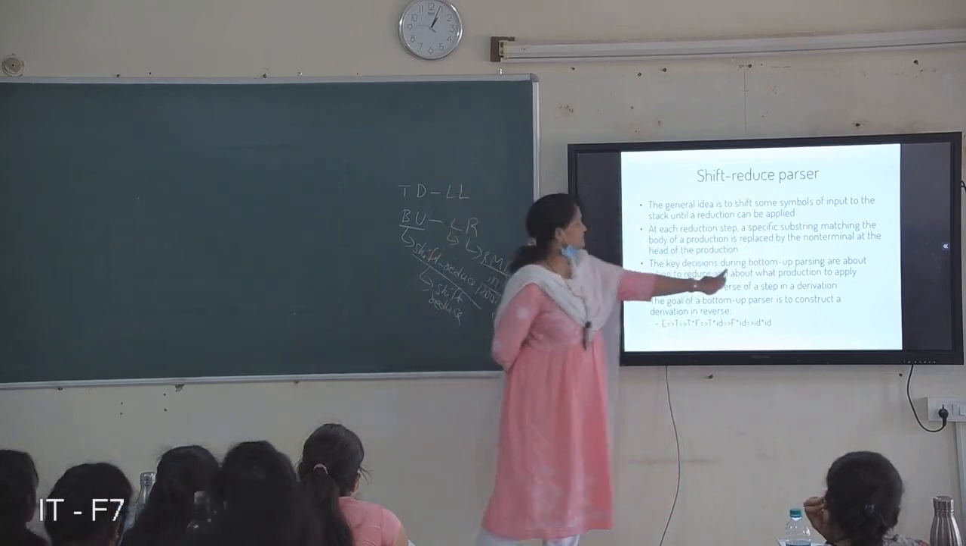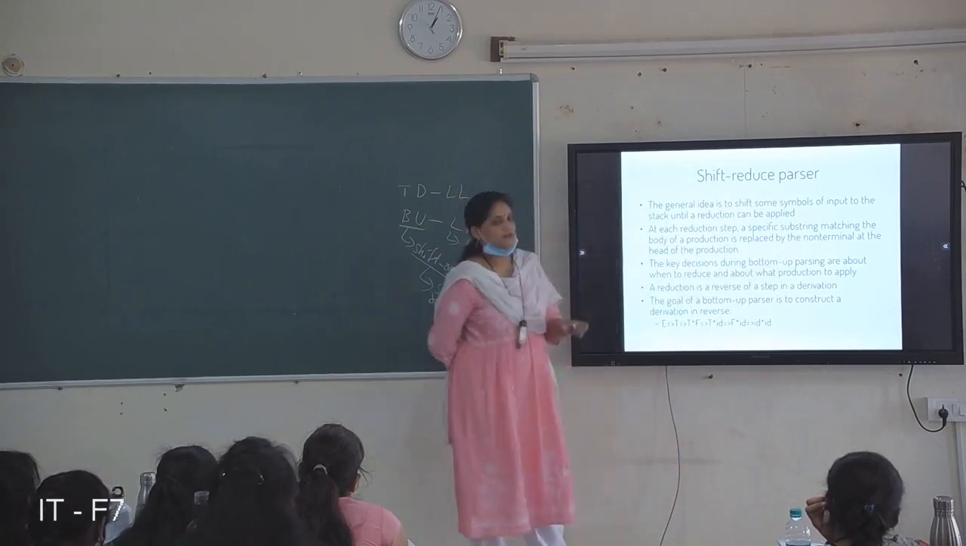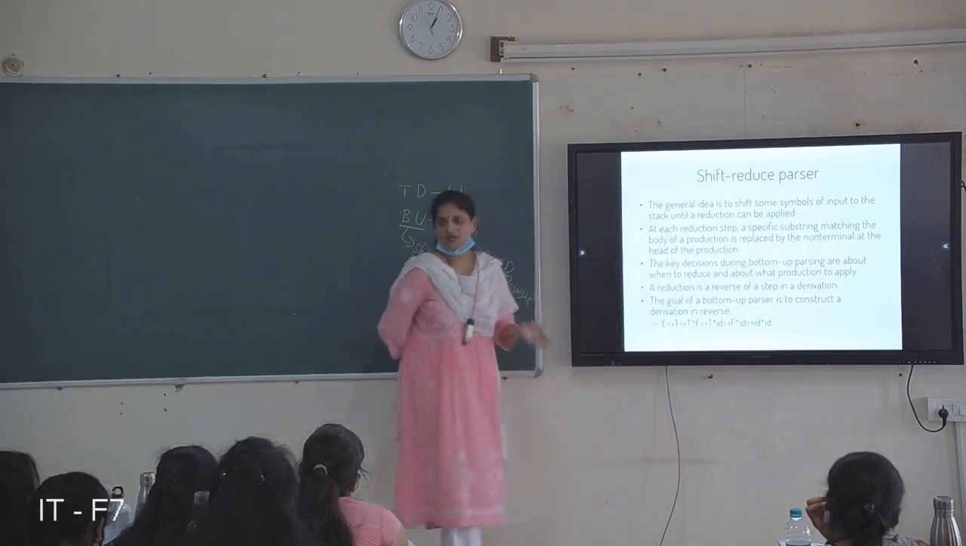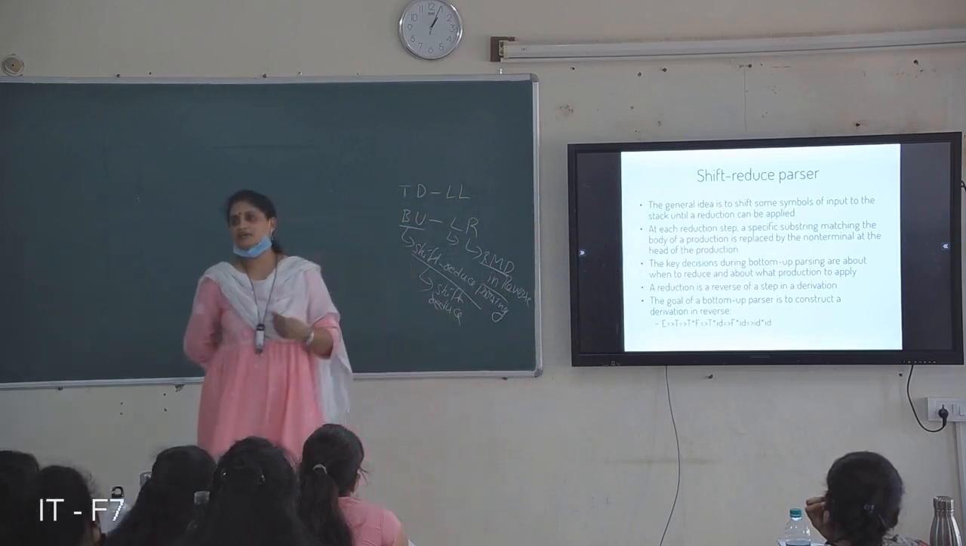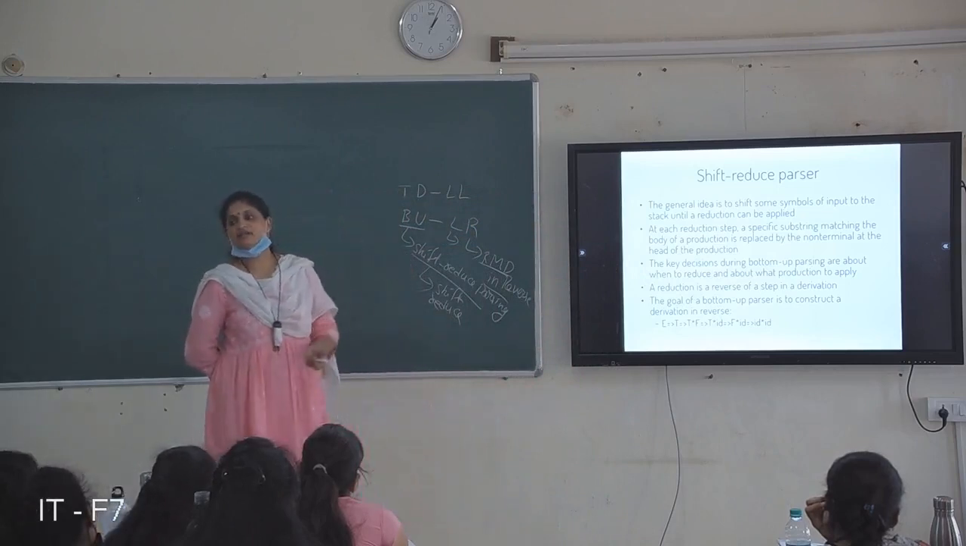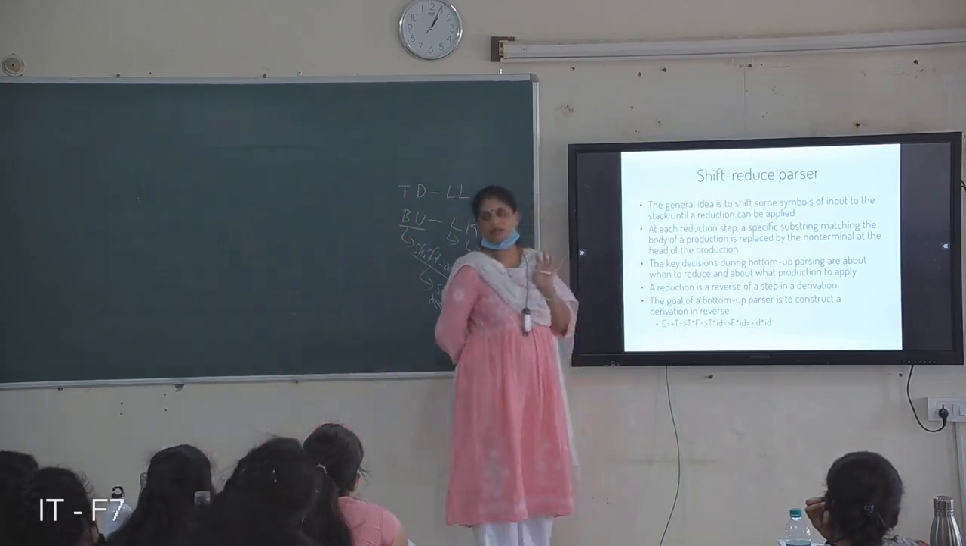The key decision during bottom-up parsing is about when to reduce and when to shift. So how to identify when to reduce and when to shift is the main task here. That is the main key decision for a bottom-up parser.